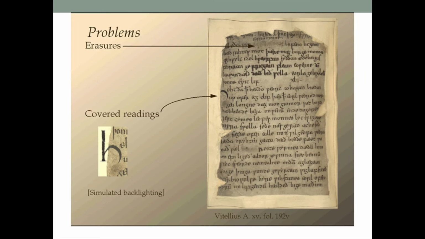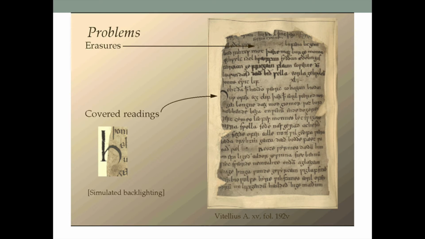Other problems with paleography include erasures. So when a scribe messes up, or when a later reader doesn't like a certain word, they will go and scrape off the ink from the manuscript, and you get something like you see here at the top.